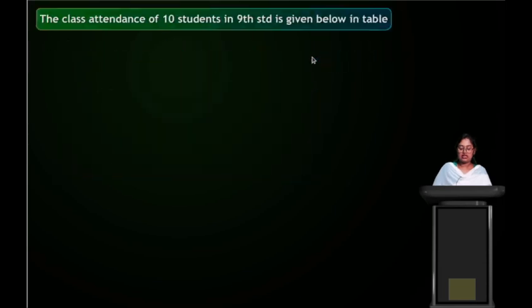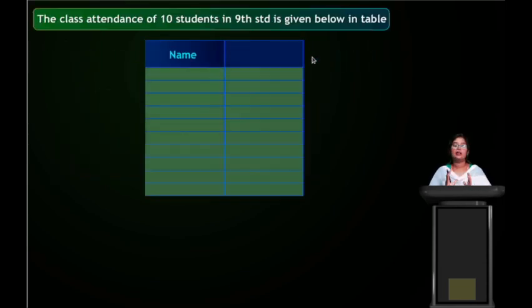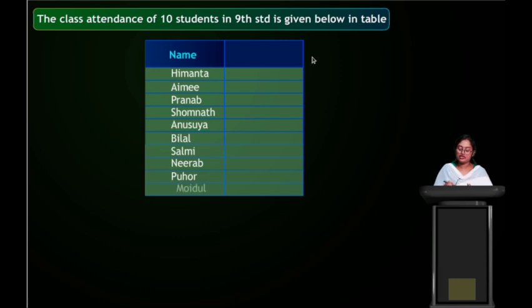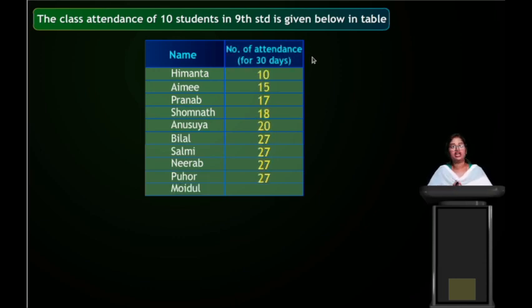So for this, let us consider an example. Here you can see the class attendance of 10 students in 9th standard is given in the table. In the table you can see two columns. In the first column the names of the students are mentioned, and in the second column the number of days attended out of 30 days is given.